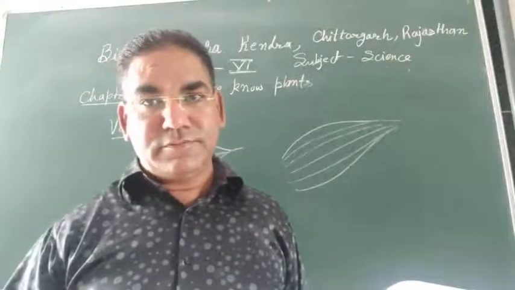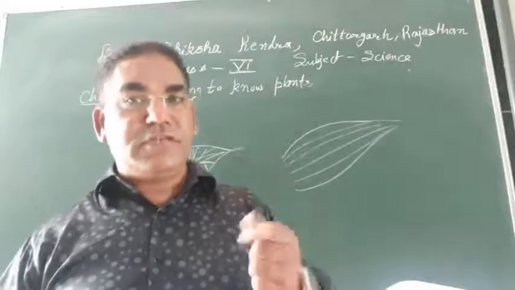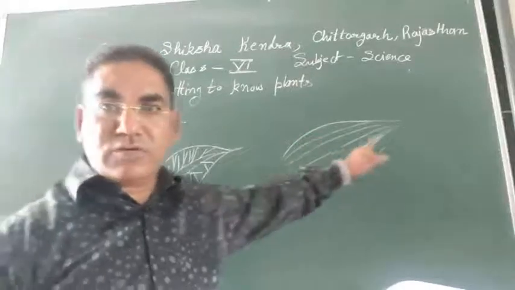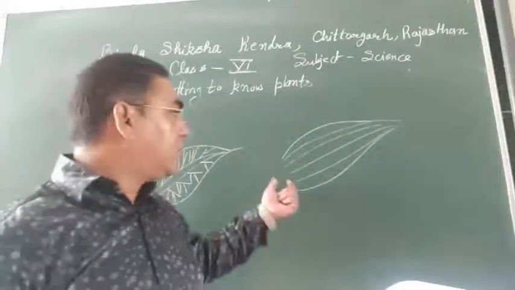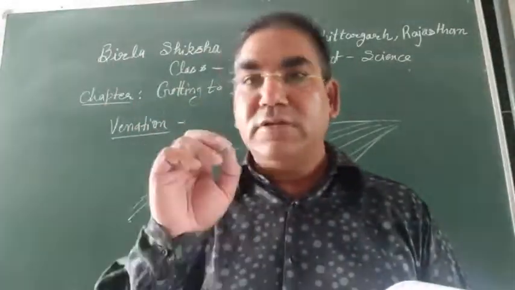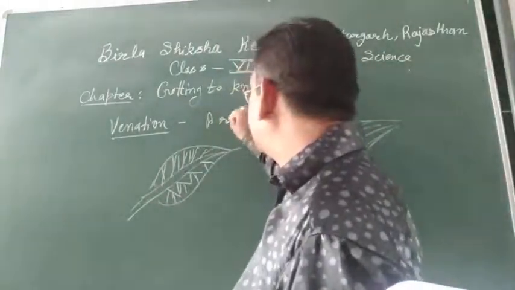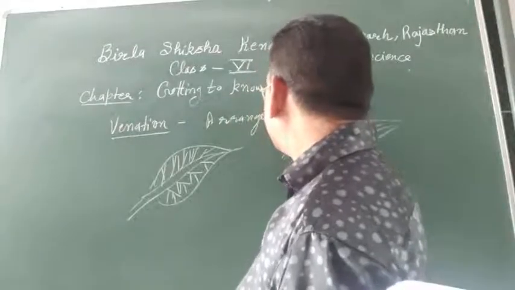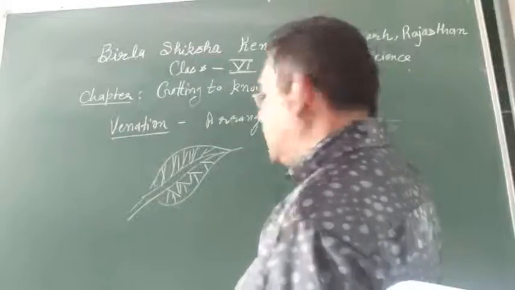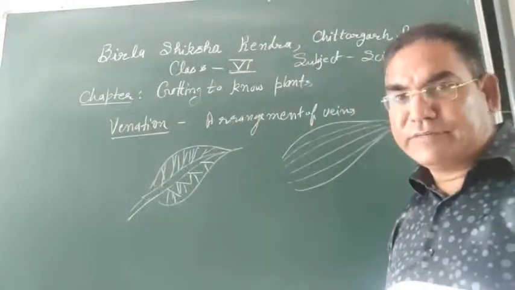Bamboo leaves, grass, wheat, rice, maize, leaves like these. Which kind of venation is this? The arrangement of veins in a leaf is called leaf venation.